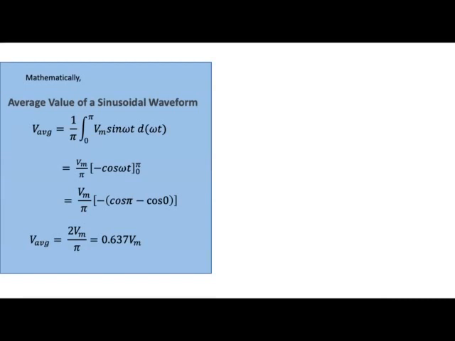Now, how to calculate the average of the sinusoidal waveform? Because we have got the equation of that sine wave, we can integrate that for a given time period and take the average of that. So the mean value means we are taking the half cycle, because the full cycle will again have the average value as 0, because the positive half and the negative half are equal. So they both will cancel out and the total average value will be 0.